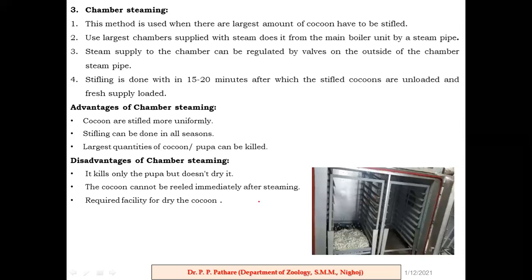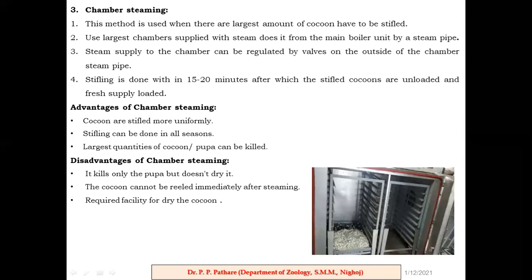Again, some disadvantages are also found in chamber steaming. Here it will only kill the pupa but does not dry the cocoon properly. Some wetness, as I already told you, is the main problem during steaming. Second most important disadvantage, the cocoon cannot be reeled immediately after the steaming.